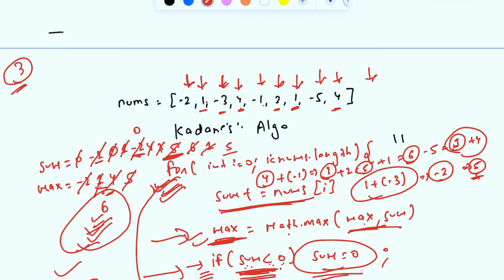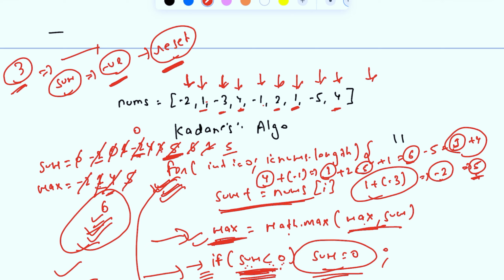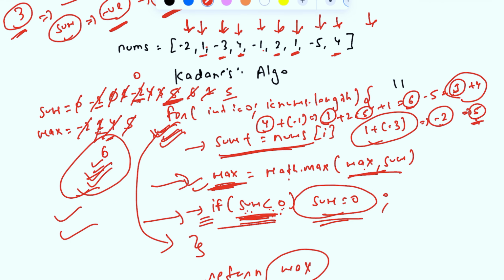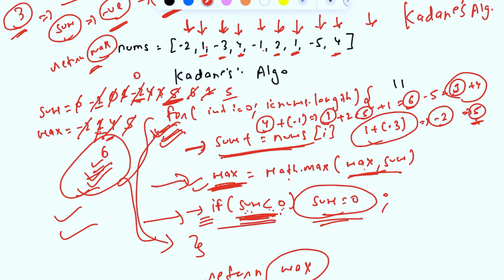You just need to remember 3 lines. What is that? Instead of building all the possible pairs, we will be building the solution as we go. Next thing is, if at any point my sum becomes negative, just reset it to 0. And while doing all these operations, you need to find out the max as well. And when the loop finishes, you just need to return max. So these are the 3 things that you need to remember in Kadane's algorithm. Okay, this was the whole point.